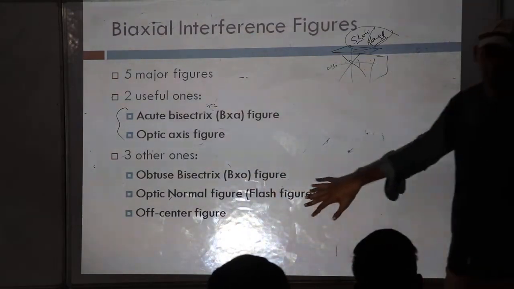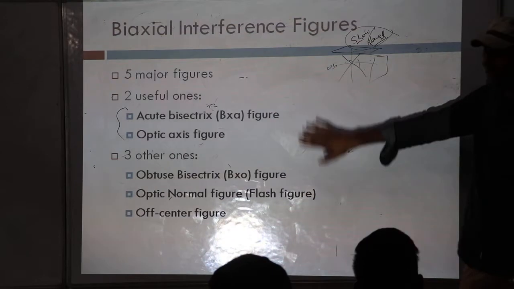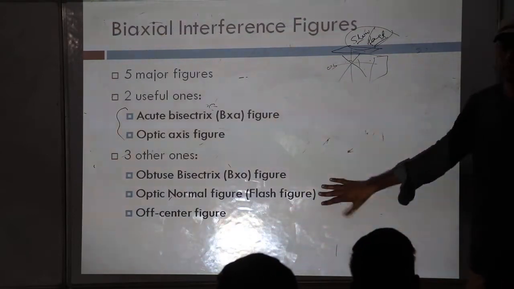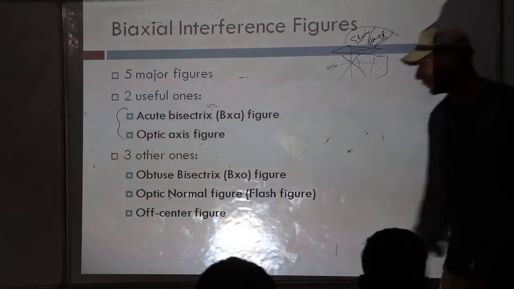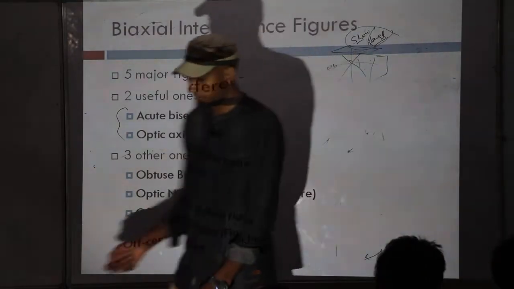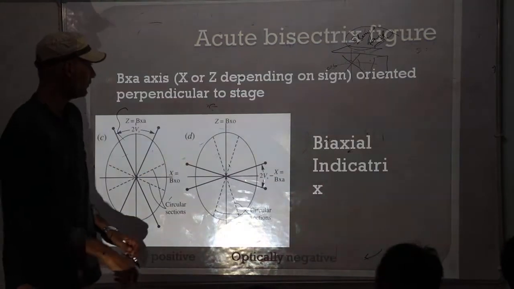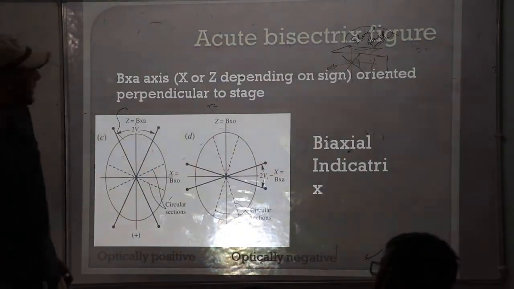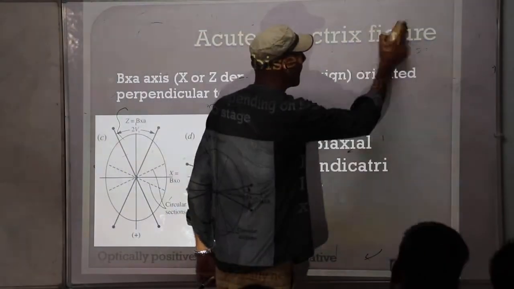Optic normal figure or flash figure, that is where the optic plane is parallel to the stage. Off-centered figure is none of the above. Then talking about acute bisectrix figure, you can see here.